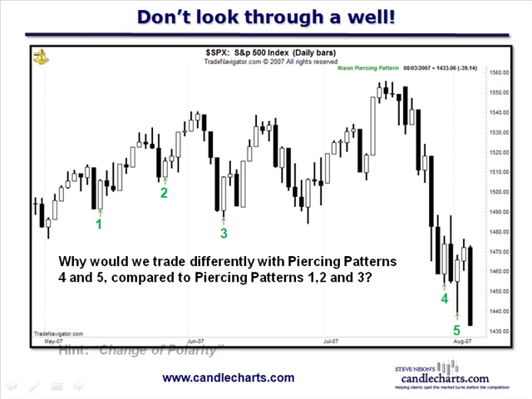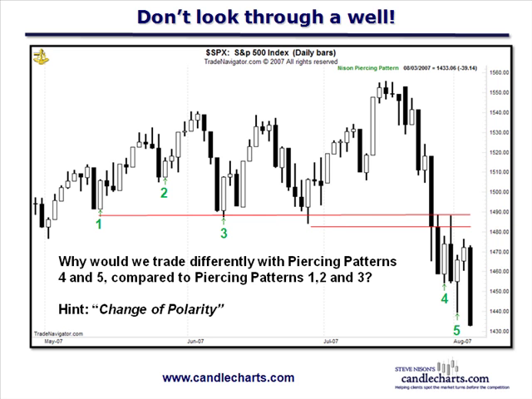I'll give you a little bit of a hint. For those who have my DVD workshops, we go a lot into what I call change of polarity. Essentially what that means is old support becomes resistance. That's the hint. So think about this for a second or two. Okay, what's different with piercing patterns 4 and 5? The answer is, as I gave you with the hint, change of polarity.